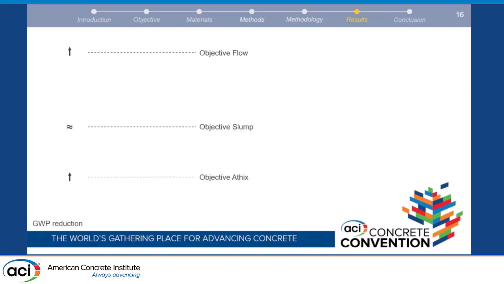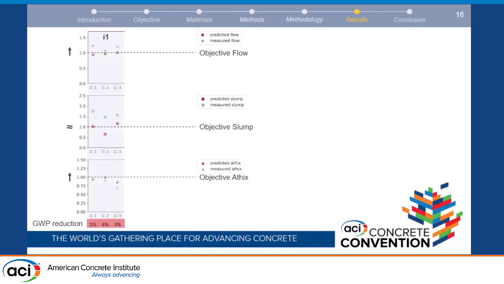So now for the results that we have, the dashed lines represent the normalized objectives for printability. So for flow and ATIX, we want a point that is on or above the dotted line. And for the slump, we want a point as close as possible to the dotted line. And at the bottom, you have the global warming potential reduction.